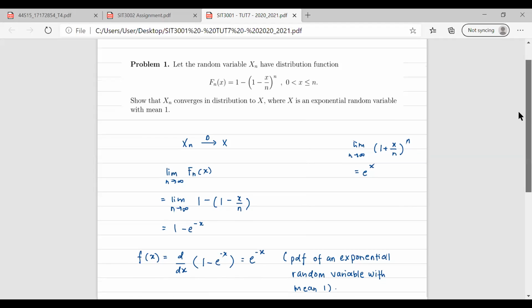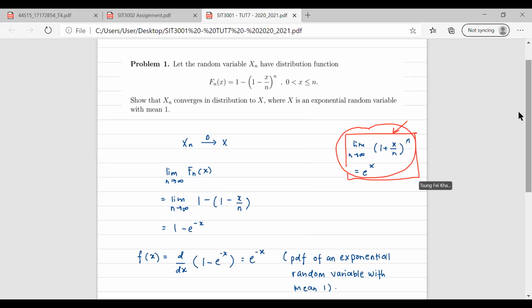Okay. Yeah. So let me just annotate this one. So yeah, this part here is important, because you are making use of this result in calculus. Very important result. So basically, you just replace your x with minus x, right? Yeah. So you get this. Okay. And basically, yeah, this is a distribution function. So you just need to take the derivative to find its PDF. Okay, good. Okay, thank you.